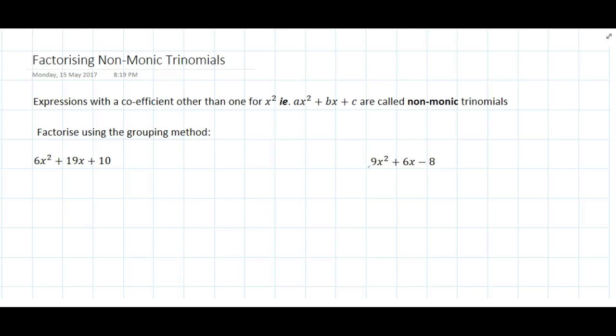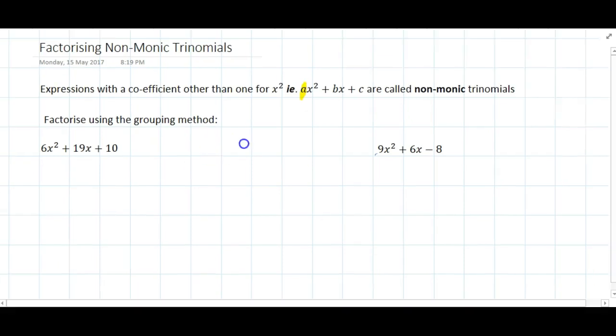Hi guys, this is a video on factorising non-monic trinomials. A non-monic trinomial is one that has a number other than 1 as the coefficient for x squared. So in the general one, instead of 1 we've got an a, and a can be any number. So we just need a different method. The one we learnt before, the monic trinomial method, does not work. So you need a slightly different method.